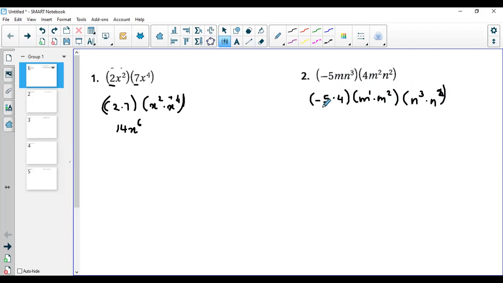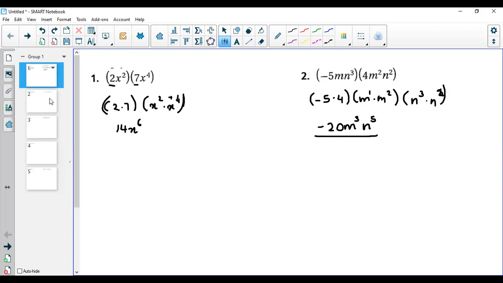Okay, now let's solve this. -5 multiplied by 4 will give you a -20. Then m multiplied by m square is going to give you an m cube, because 1 plus 2 is 3. Then n cube multiplied by n square, that's going to give you n to the power of 5, because 3 plus 2 is 5. That's how super easy it is to multiply monomials with each other.